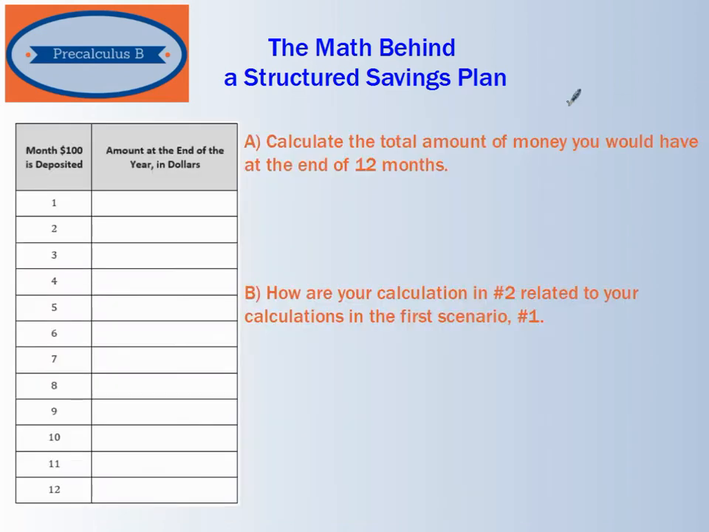All right. So the total amount of money you would have at the end of 12 months, that sum would be $1,216.64. Notice you've deposited $1,200, but you gain $16.64 in interest. All right. The calculations in number two, of each of those months, how are they related to the first scenario?